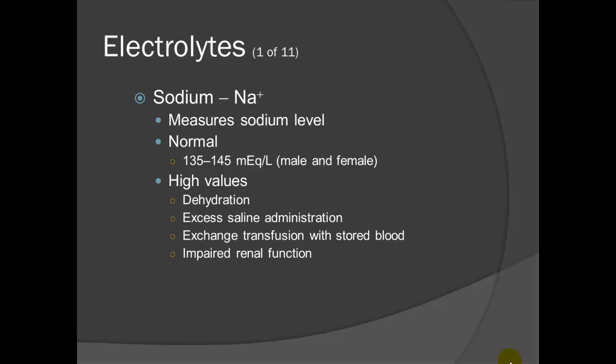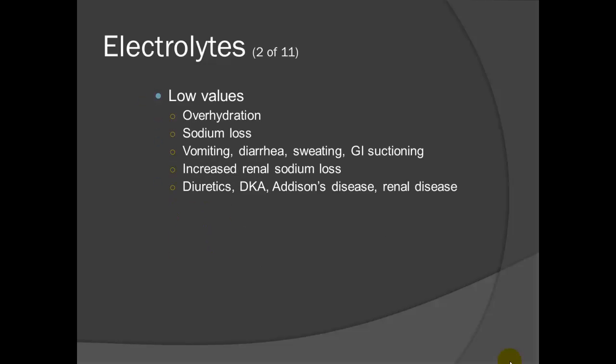Electrolytes. Sodium is going to be essential. You have a lot of things in your body that run off of the sodium-potassium pump. Normal is going to be 135 to 145. High values are because of dehydration, excessive saline administration, exchange transfusion with stored blood, impaired renal function. On the low values: overhydration, sodium loss, vomiting, diarrhea, sweating, GI suctioning, any loss of fluids, increased renal sodium loss, diuretics, diabetic ketoacidosis, and that would be from the hyperosmolar state that's occurring.